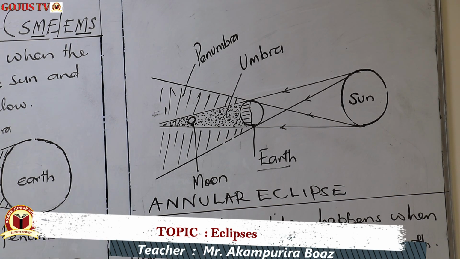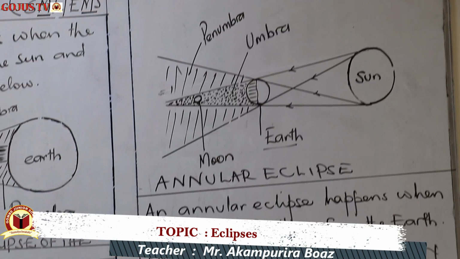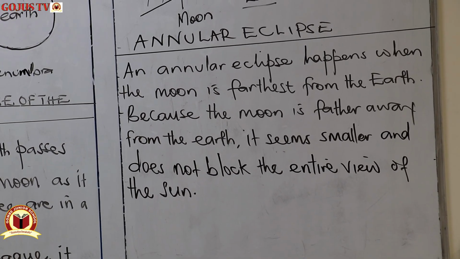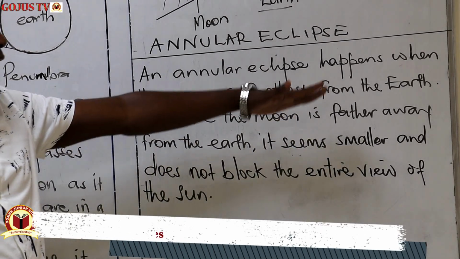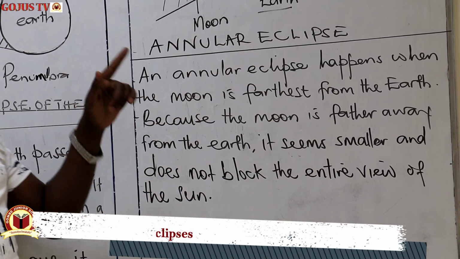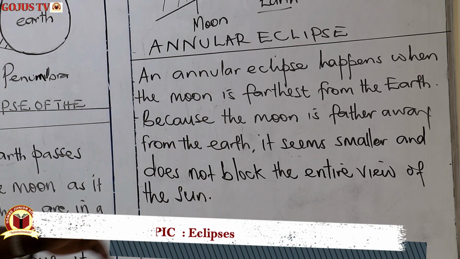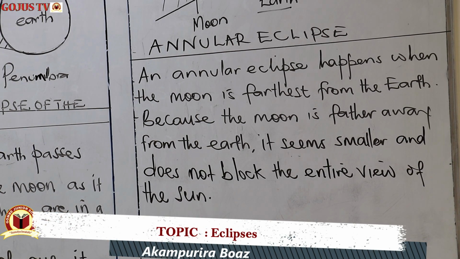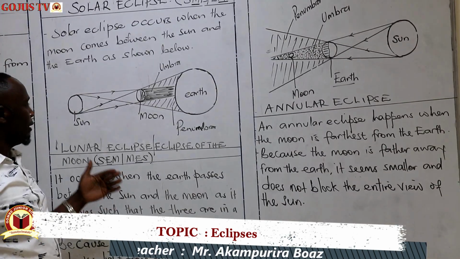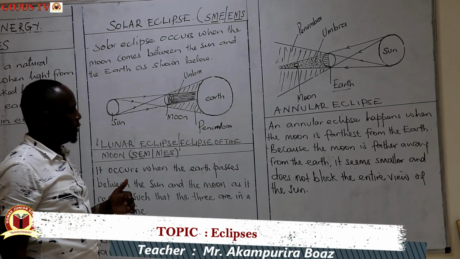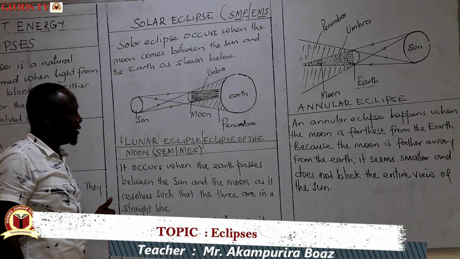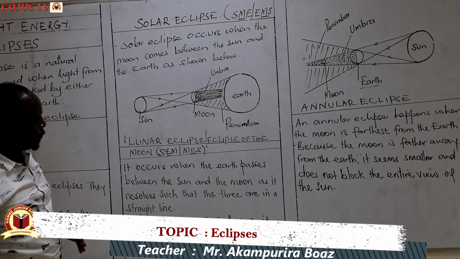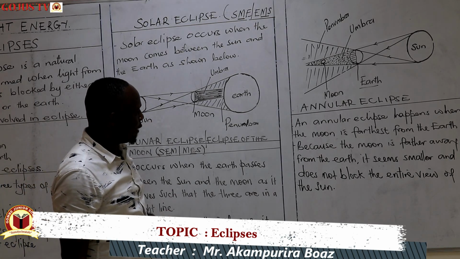We have the annular eclipse. Like I said, we should not leave it out, and you need to take note because you do not have it in the workbooks. And we are saying that an annular eclipse happens when the moon is farthest from the earth. Because the moon is farther away from the earth, it seems smaller and does not block the entire view of the sun. When you check your PLE booklets, one of these eclipses came up recently, so we should not take these things for granted. We need to always revise these eclipses. You never know what can happen or what can come in examination.